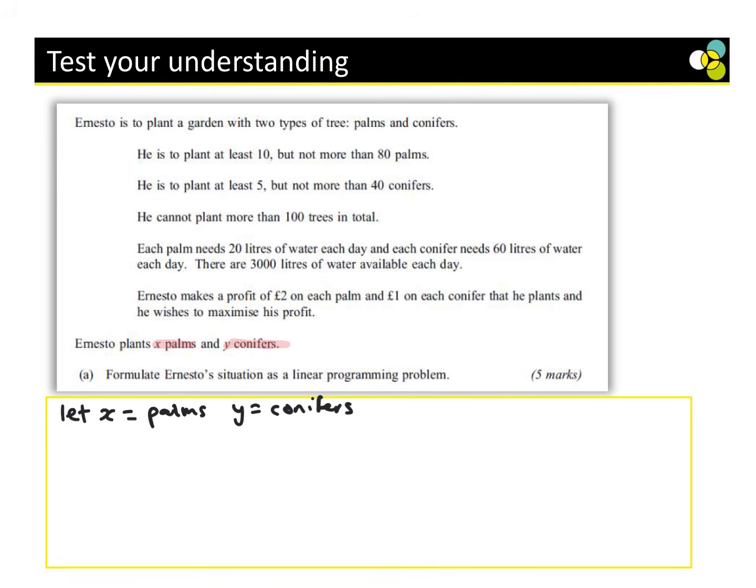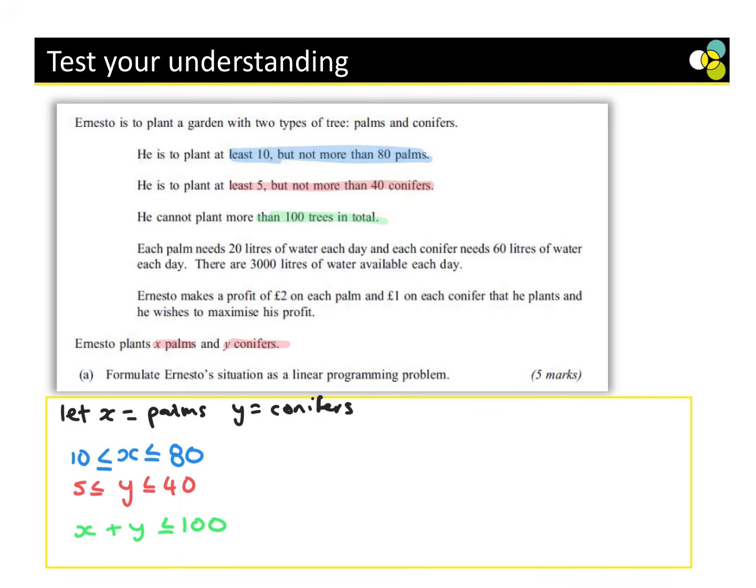Okay, now I'm going to work my way through. So he has to plant at least 10 but no more than 80 palms. Okay, if that's at least 10 but no more than 80, that is going to be X has to be at least 10 but no more than 80. The next one, he has to plant at least 5 but no more than 40. So for Y, we're going to have to be at least 5 but no more than 40. He cannot plant more than 100 trees in total. So that tells me that X plus Y has to be less than or equal to 100.